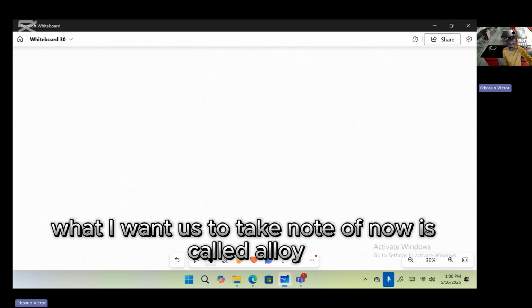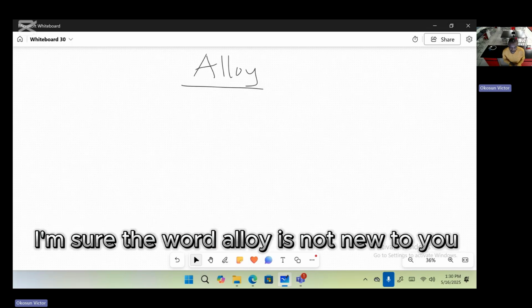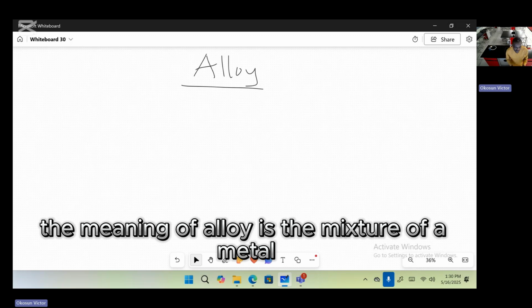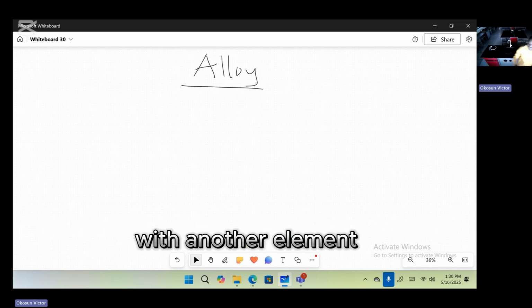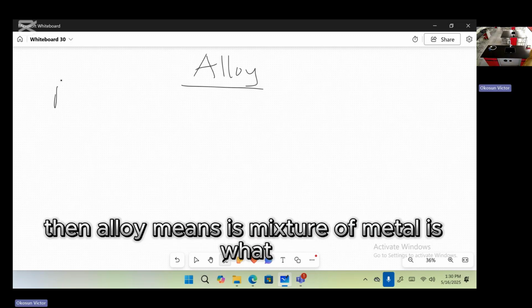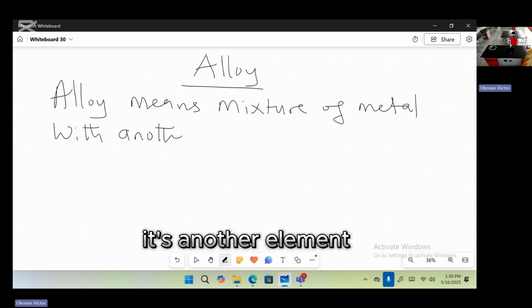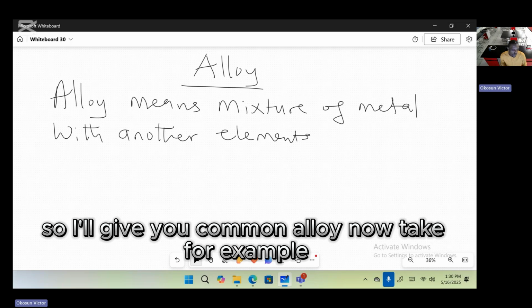Lastly, what I want us to take note of now is called alloy. I'm sure the word alloy is not new to you. The meaning of alloy is a mixture of a metal with another element. Alloy means a mixture of a metal with what? With another element.